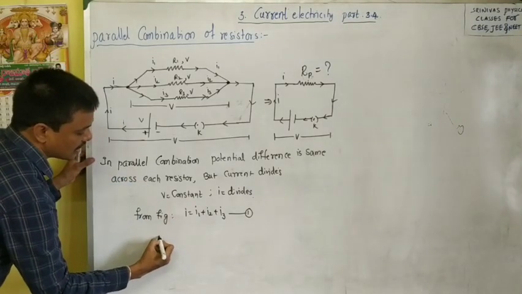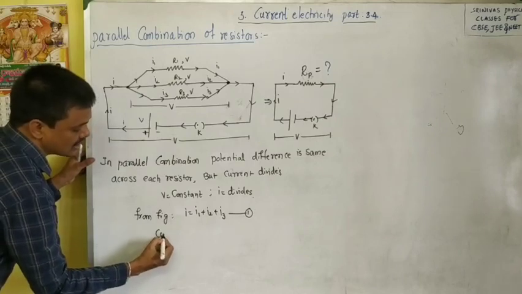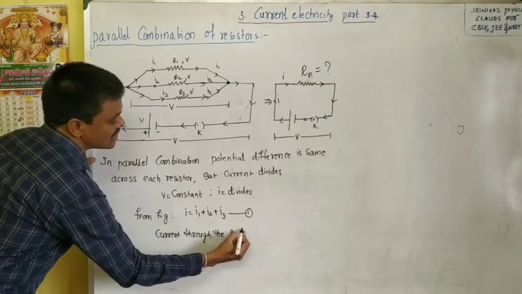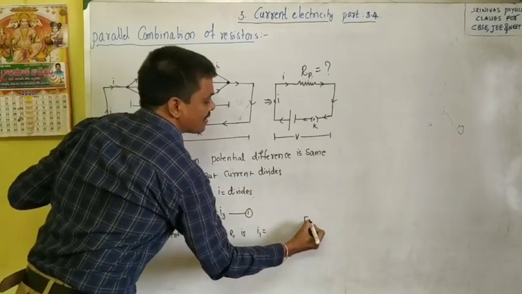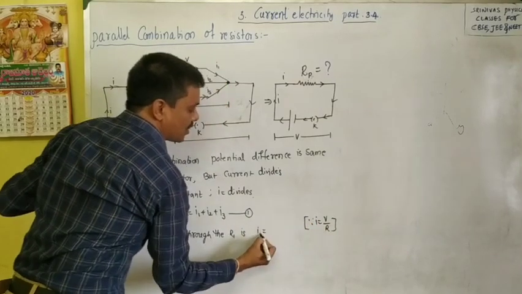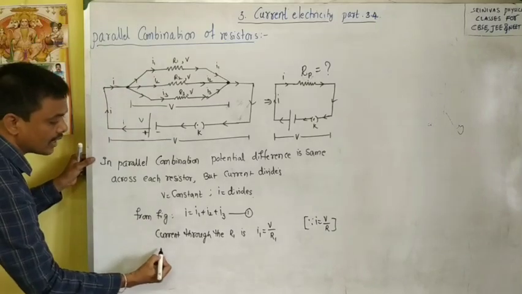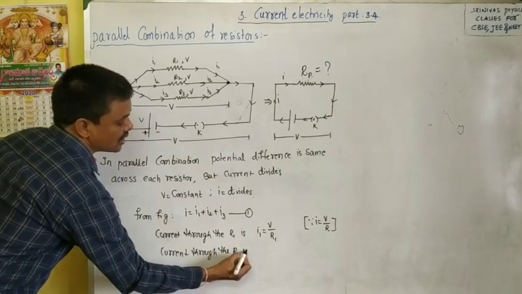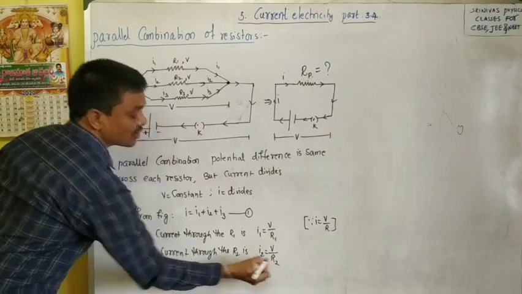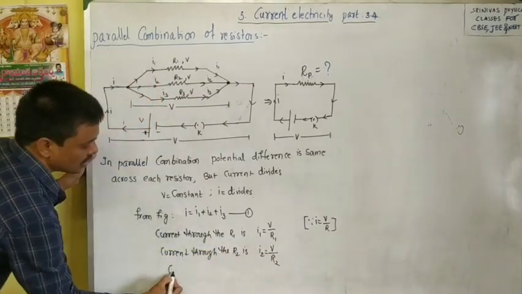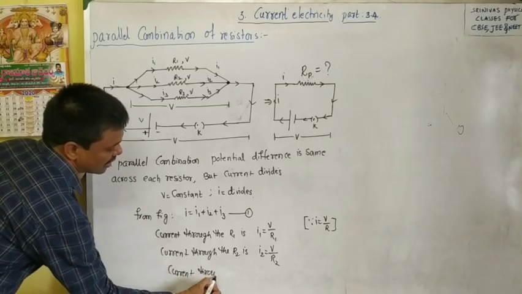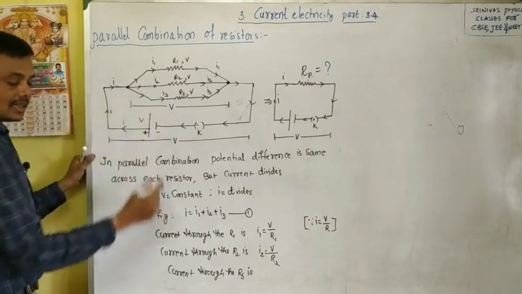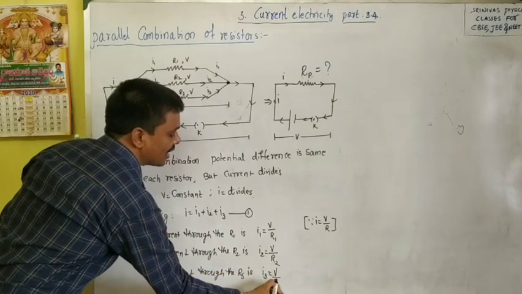Now, for that, according to Ohm's law, we can write the current through the first resistor. The current through R1 is I1, and according to Ohm's law, I equals V by R, so I1 is V by R1. The current through the second resistor R2 is I2, and its formula is V by R2. And the current through R3 is I3. I3 is equal to V by R3.